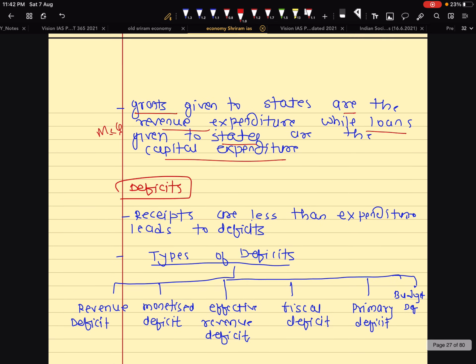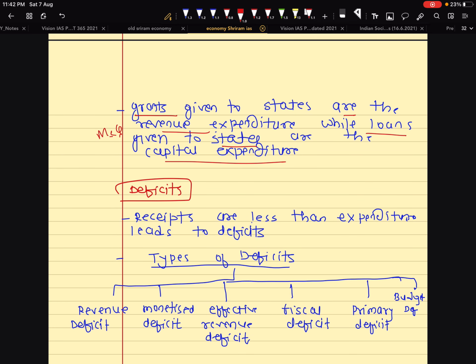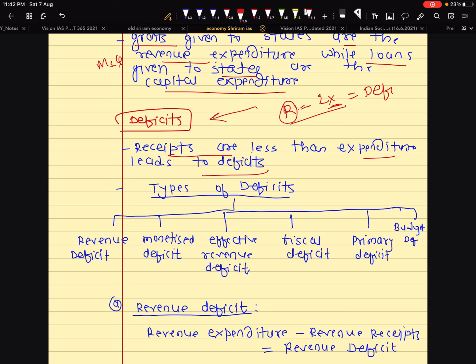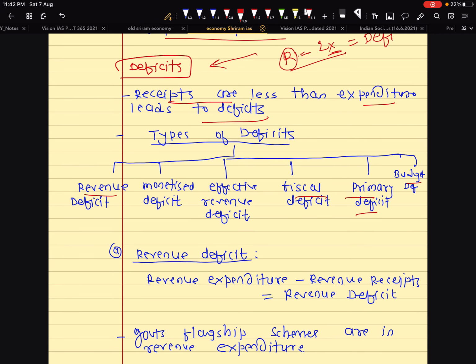Now we have seen all these types of revenue, revenue receipts and expenditures. If revenue is less and expenditure is more, then it leads to deficits. There are various types of deficit, meaning receipts are less than expenditure. The types of deficit are the following: revenue deficit, monetized deficit, effective revenue deficit, fiscal deficit, primary deficit, and budget deficit. So one by one, let's see all.